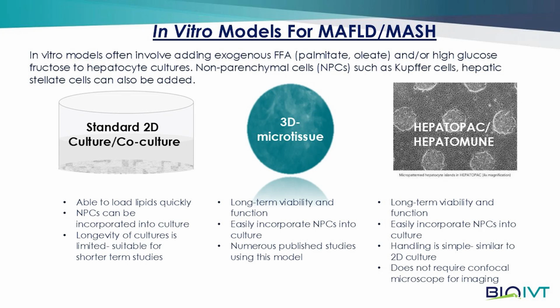In the middle, we also have 3D microtissues such as spheroids. There certainly is quite a bit of published data on spheroids. They do have long-term viability and function, can incorporate those other cell types, and are very useful for these fatty liver disease applications. And then what I'm going to talk about today is the HEPATOPAC model. So again, also has long-term viability and function. We can incorporate NPC, such as in the hepatimmune model, which incorporates primary human Kupffer cells.